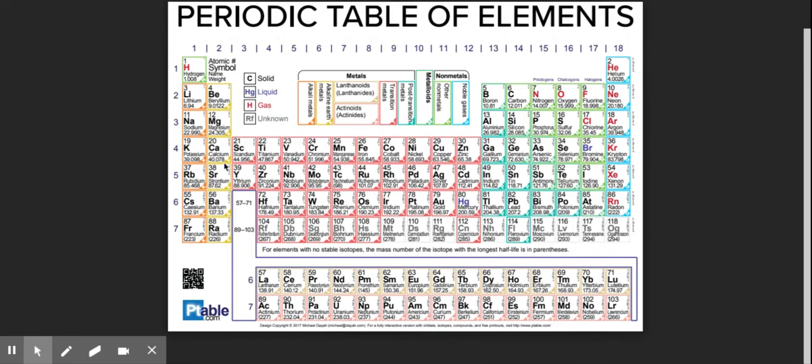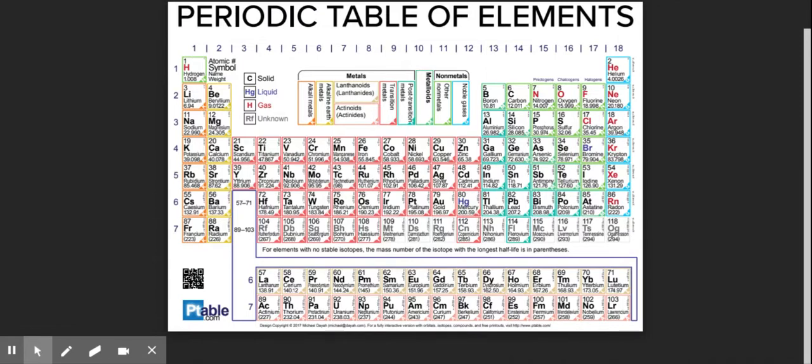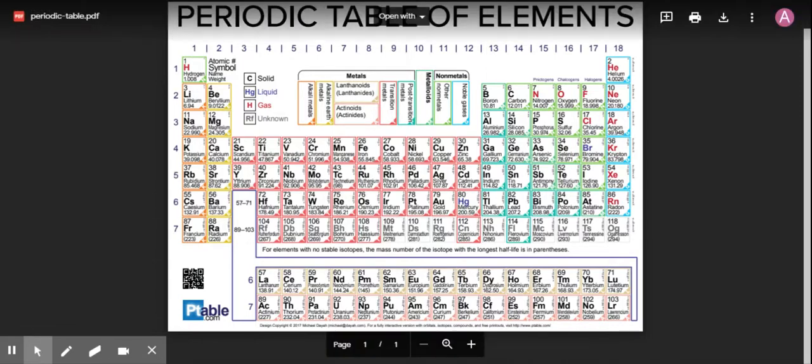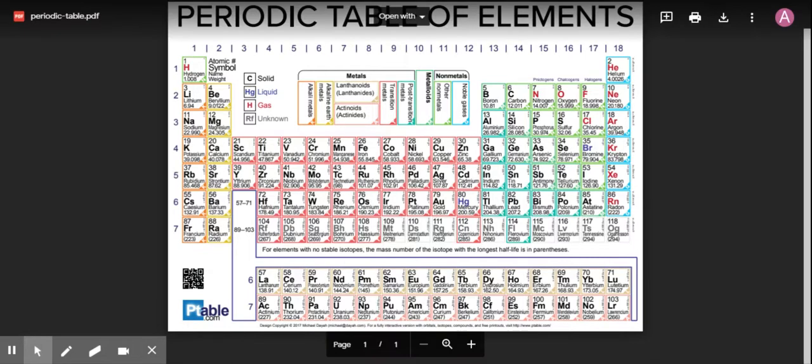One more important thing to note. You see how it's divided into metals, metalloids, and non-metals, and this is color coded. So we're going across in rows, left to right, called periods. There are 7 periods of the periodic table of elements. Hydrogen and helium are the only elements in period 1, all right? You can't stick lithium in period 1.